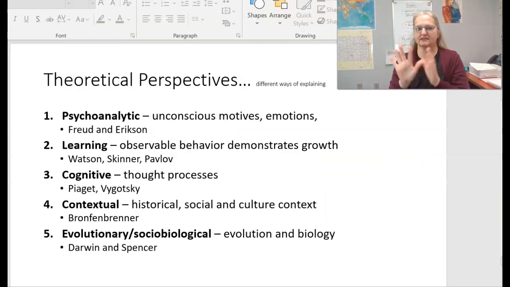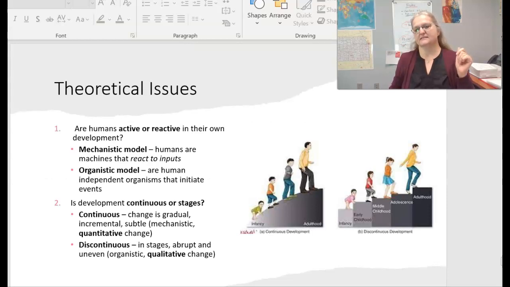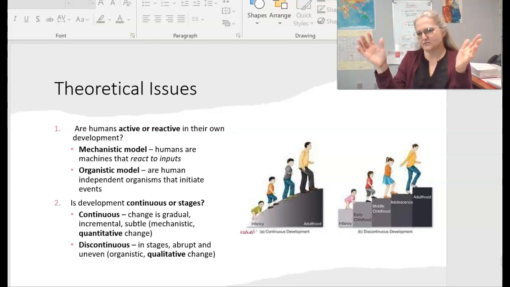So we have basically five major theoretical perspectives in this chapter. A couple of them, like I say, you'll hear repeatedly. But before we start talking about some of the specific theoretical perspectives, there are a couple of important ideas within the area of developmental psychology, the first theoretical issue. I don't think they appear on a quiz, but I do want to give you the big picture. The first one is, are humans active or reactive in their environment?